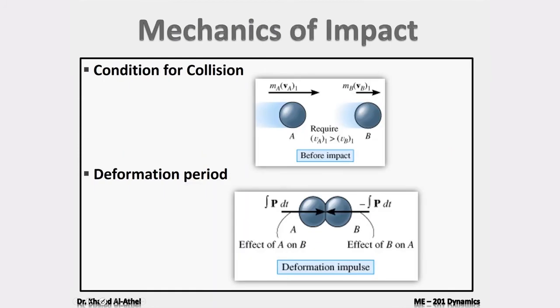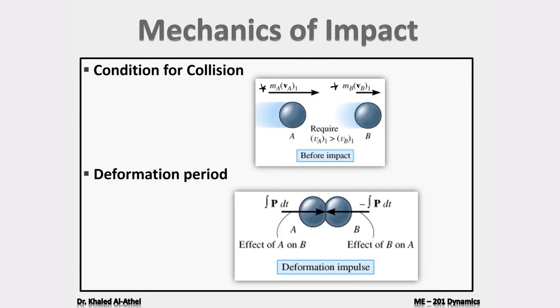Now, we need to convert this into actual equations. So let's look at the different stages of impact. First of all, you have the condition for collision. You have two particles. Each one has its own linear momentum, mAvA1, and you have mBvB1. Impact will happen when the velocity of A is greater than B, and I am considering the sign as well. I could have B greater in magnitude than A, but it has a negative sign, so it is traveling towards particle A. Anyway, you get the point that one has to have a velocity greater than the other, so A and B will collide.